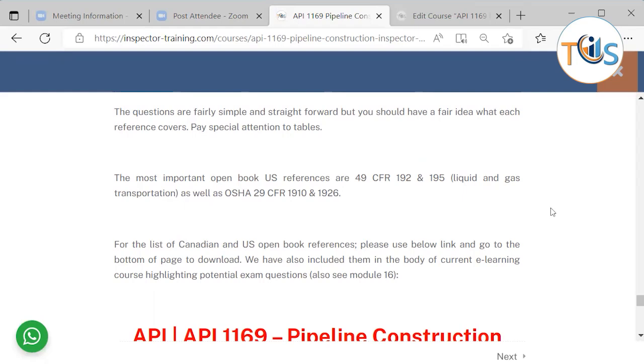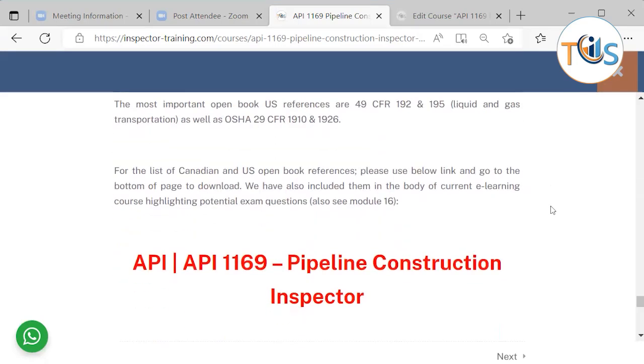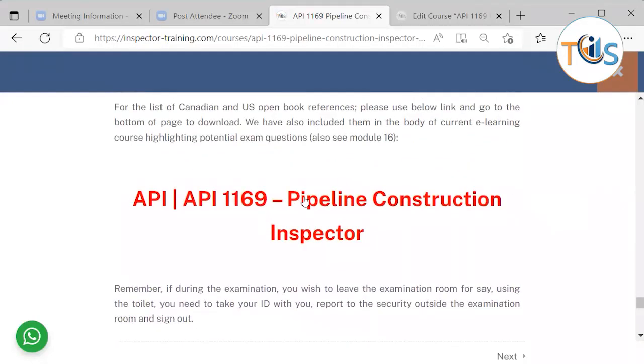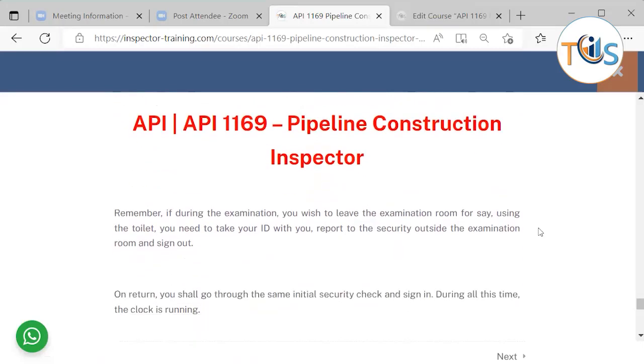The most important open book US references are 49 CFR 192 and 195, gas and liquid transportation, as well as OSHA 1910 and 1926. For a list of Canadian and US open book references, please use the link below. We have included them in the body of the current e-learning course, highlighting potential exam questions. Also see our module 16.